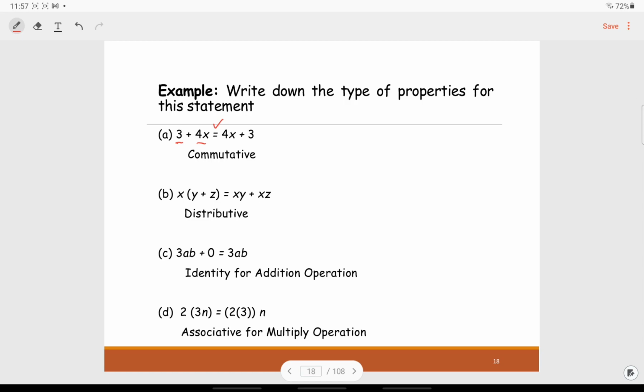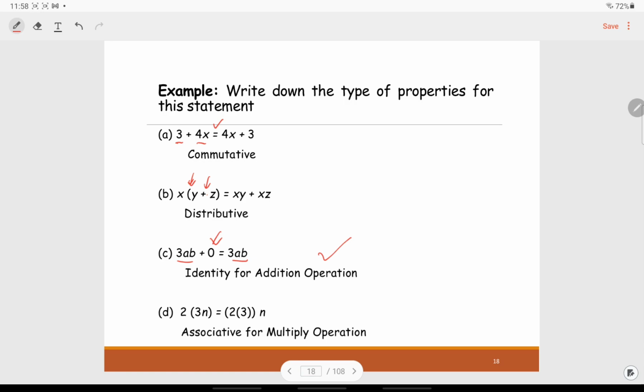The next one is a combination of two operations, addition and multiplication, which comes from the parenthesis. So that means it is the distributive property, a combination of addition and multiplication operations. Next, we have 3ab plus 0. We obtain the same value. So this is the identity for the addition operation. The identity for the multiplication operation is 1, and the identity for the addition operation is 0.